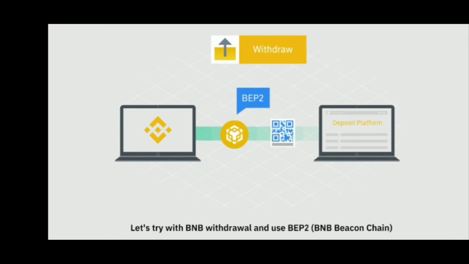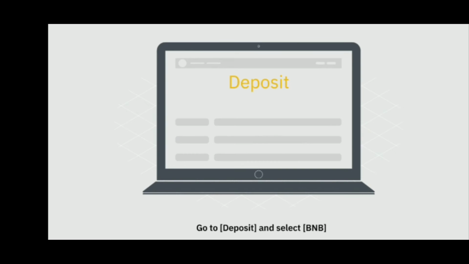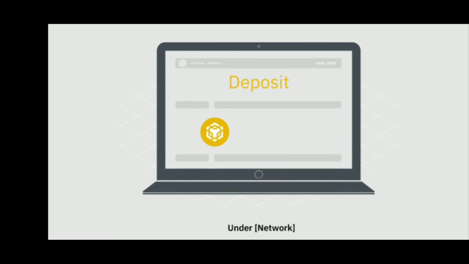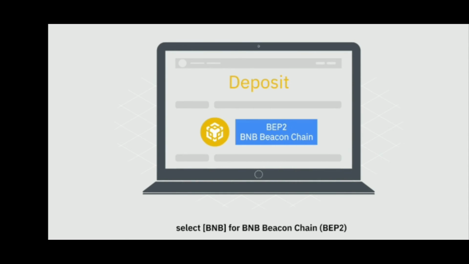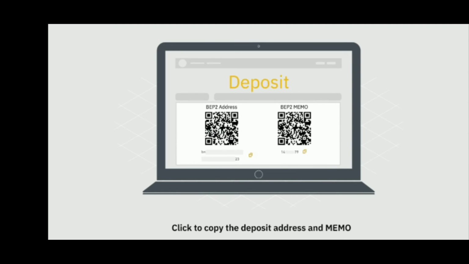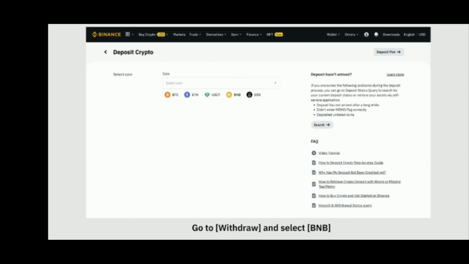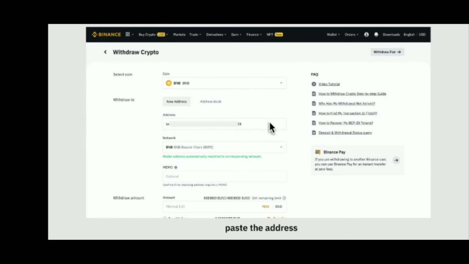How to withdraw cryptocurrency on Binance? Let's try with BNB withdrawal and use BEP2 as the network to see how it works. Go to Deposit and select BNB. Under Network, select BNB for BNB Beacon Chain BEP2. Click to copy the deposit address and memo.